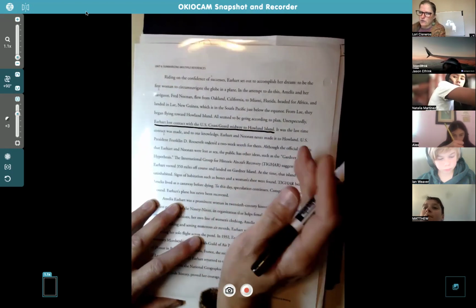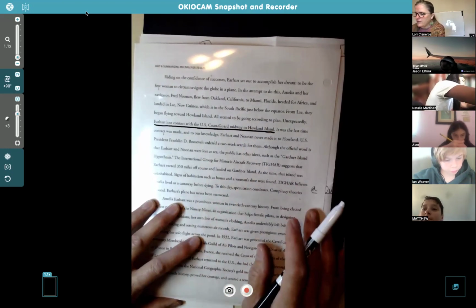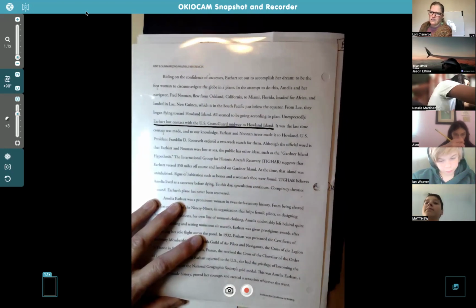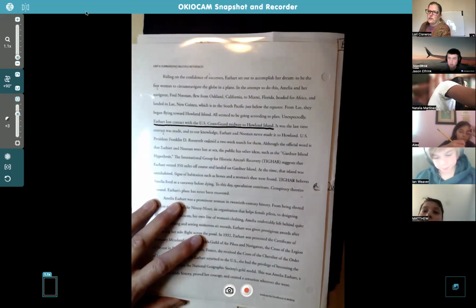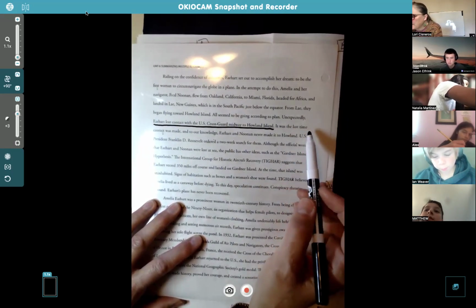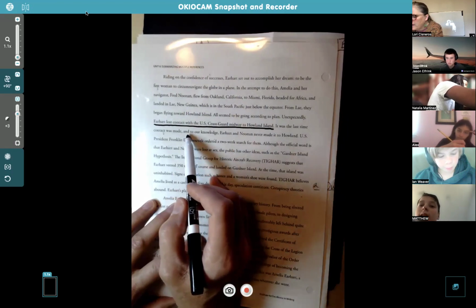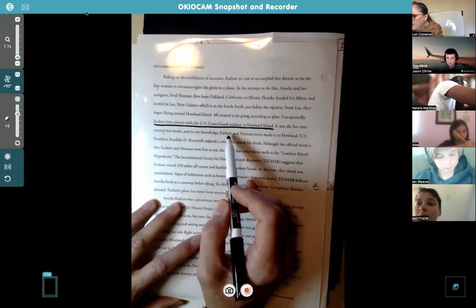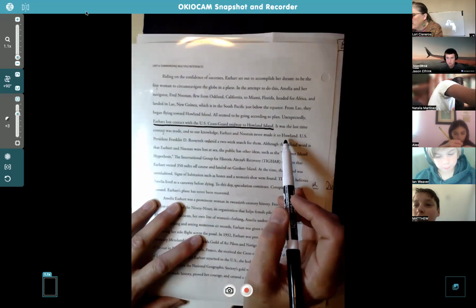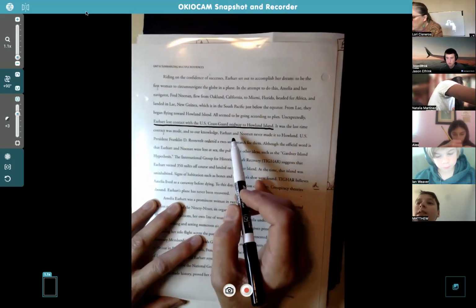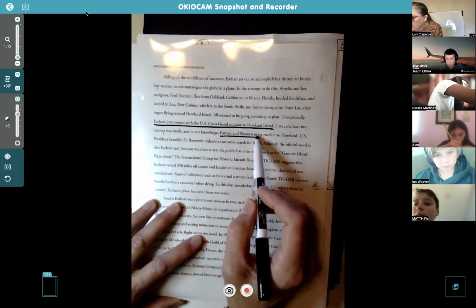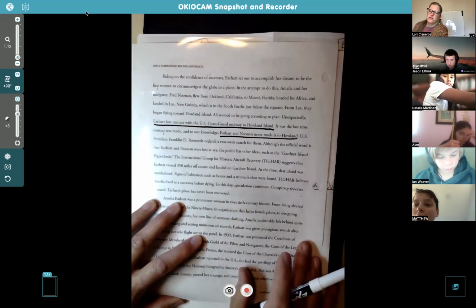Now we're talking about what happened here. So she lost contact, which means I guess they had radios that they could radio in to someone on the land. And all of a sudden it's like she's not answering. So they lost contact. It was the last time contact was made. And to our knowledge, Earhart and Noonan never made it to Howland. So I'm going to underline that part too. They never made it to Howland to their knowledge.